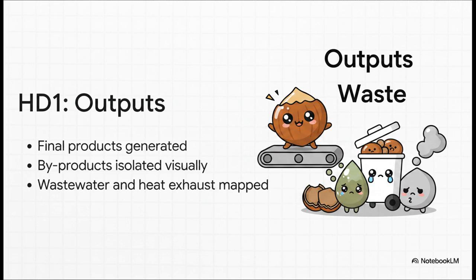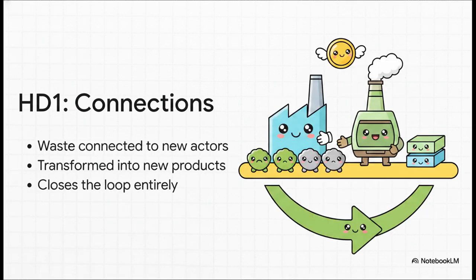In a traditional system, these are just treated as expensive disposal costs. But here is where the magic happens. The ultimate goal of the HD1 map is to connect that waste directly to an external actor who can transform it into a brand new product, successfully closing the loop. By stepping back and seeing those shells mapped out visually, you can ask, wait, who needs this resource? Suddenly, those waste shells can be sold to a local biomass energy plant, or maybe compressed into eco-friendly building materials. What was once a costly disposal problem becomes a brand new revenue stream. It brilliantly mimics the way a natural ecosystem recycles absolutely everything.